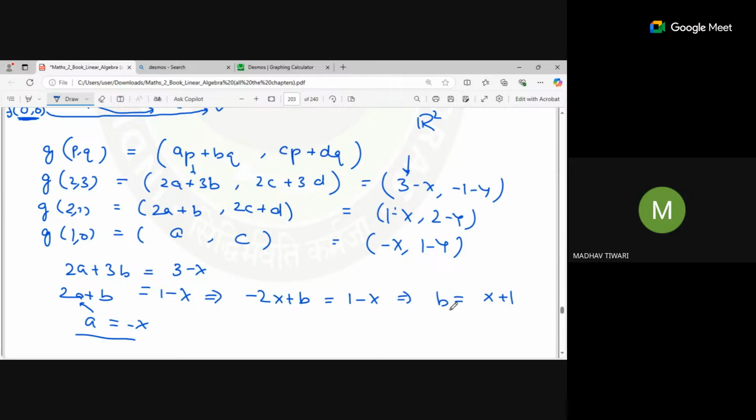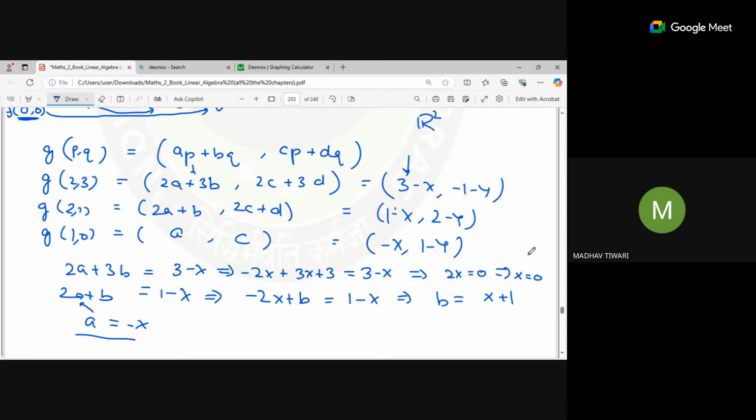Now a value is given, b is here, so I can put it in this one. So what will I get here from this equation? Twice of a means -2x plus 3 times b, that will be 3x plus 3. It should be equal to 3 minus x. Okay, from this equation, what I can say, -2x plus 3x will be x, and this minus x will be there. So 2x is equal to 3 cancelled out, 0. The x value I got from here is 0.